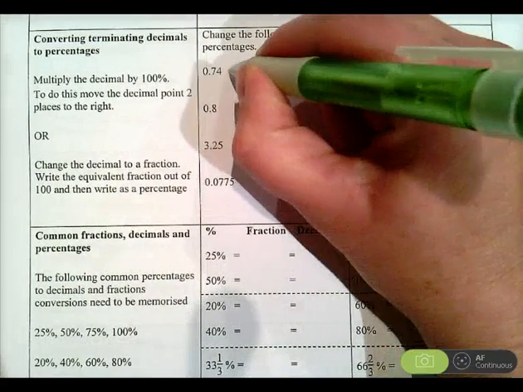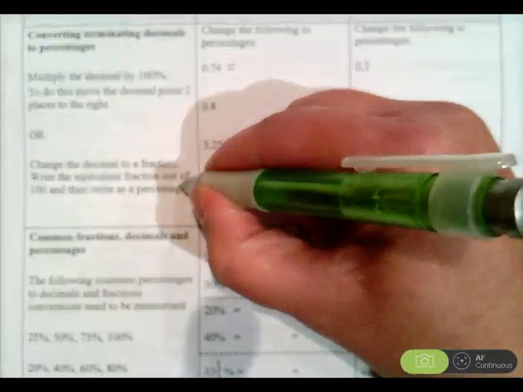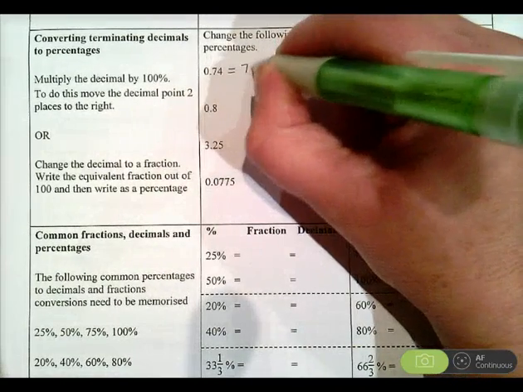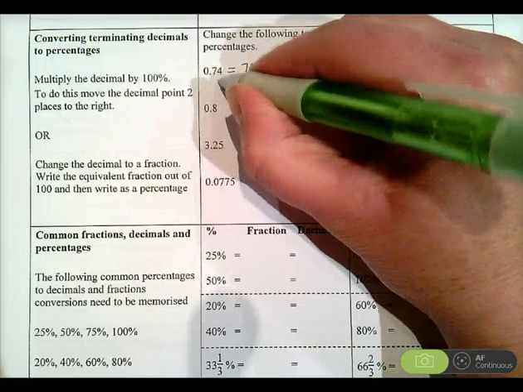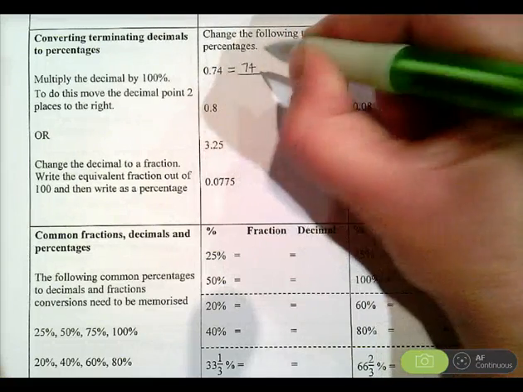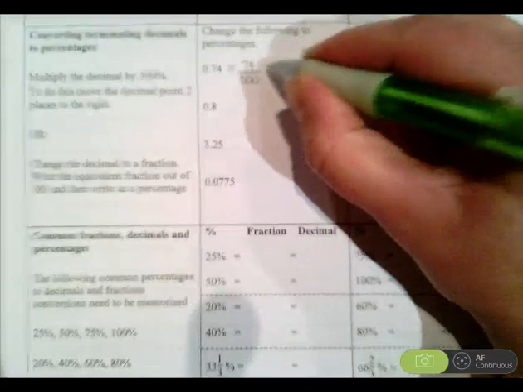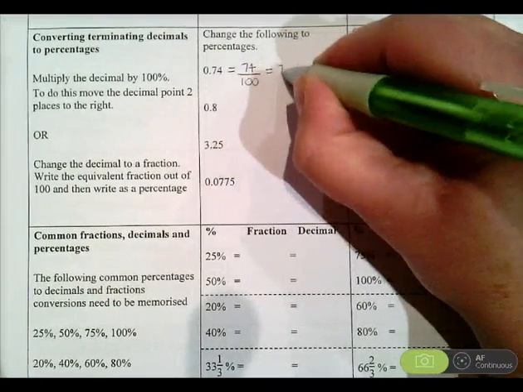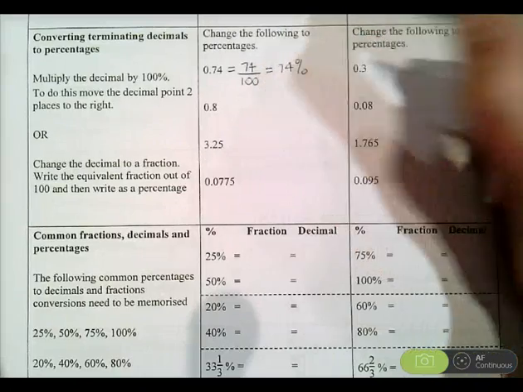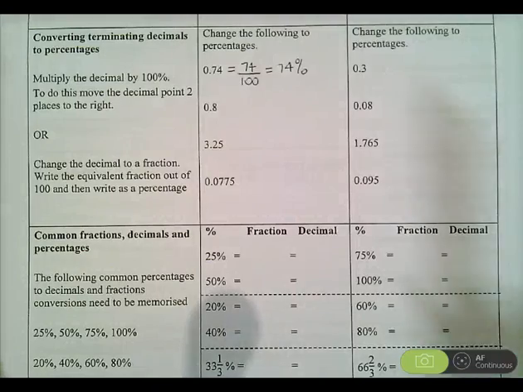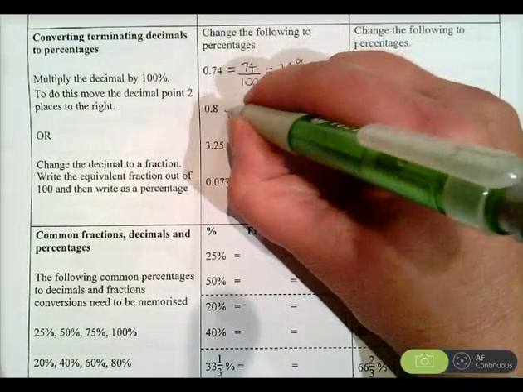So if we look at the first one, 0.74, I'm going to use the second method here. 0.74 means that I've got 74, and my decimal goes to the tenths and hundredths column, so I've got 74 hundredths, okay? So that means if I wanted to write that as a percentage, that's really 74%, okay? Now, the other way of doing it, actually I'll do it in a minute.